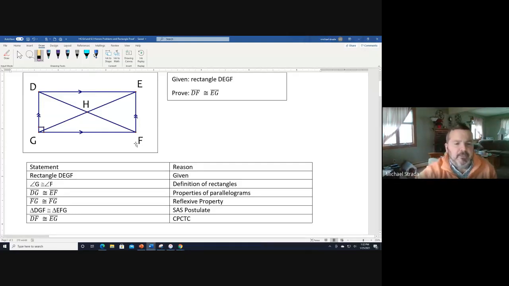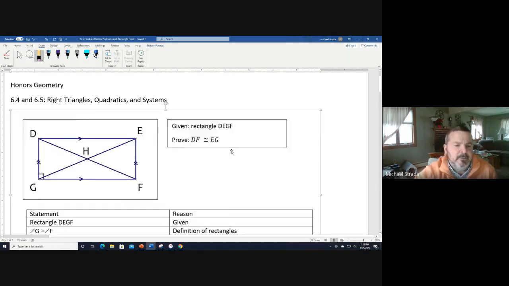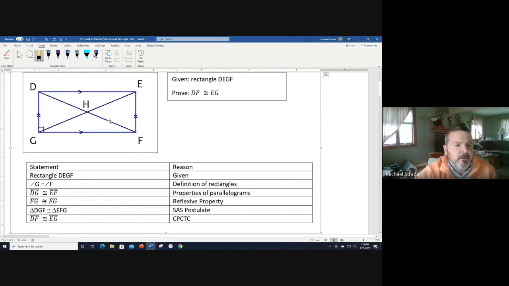Basically, this is just everything written out for you, if you'd like. Rectangle DE, it should be DEFG, not DEGF. But it should be DEFG. And then you use angle G is congruent to angle F, definition of rectangles: the rectangles are equiangular. DG is congruent to EF because they're opposite sides.